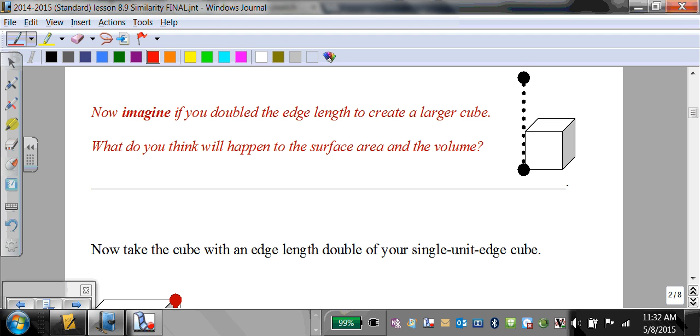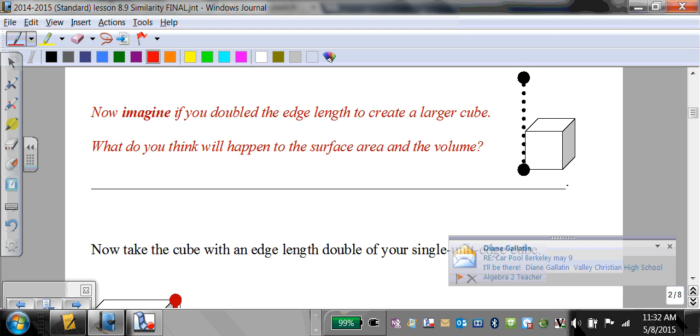So if the edge doubles, what happens to both the surface area and the volume? How many say they're going to double as well? Yes, sir. You said they're going to double as well.